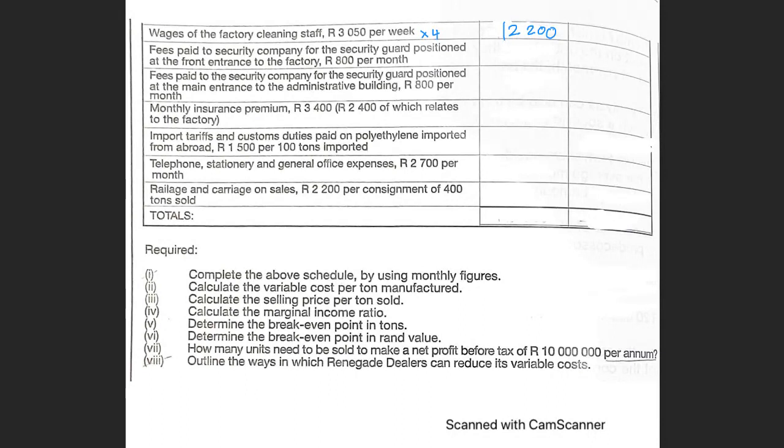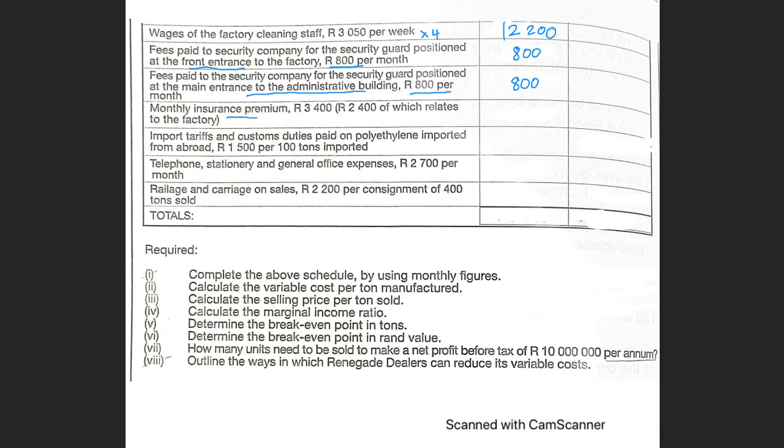Then you have the fees that are paid to the security guard, both the one that is positioned in the factory and the one that is stationed at the main entrance of the admin building. It's both 800 Rand per month, so it's already on a monthly basis, and their salary of 800 Rand a month does not depend on the number of units being produced. It is the same regardless of production.